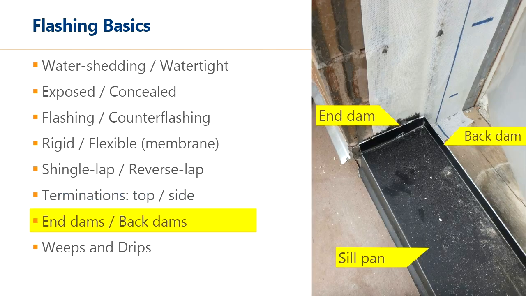Another form of flashing that we'll see is that windows and doors might have a sill pan underneath them. This is from a sliding glass door. The sill pan goes underneath, and we want the water to be captured and directed out. To be able to direct it out, we need to stop it from going inside, which is where we have the back dam, and we want to stop it from going off the end. So we have an end dam.